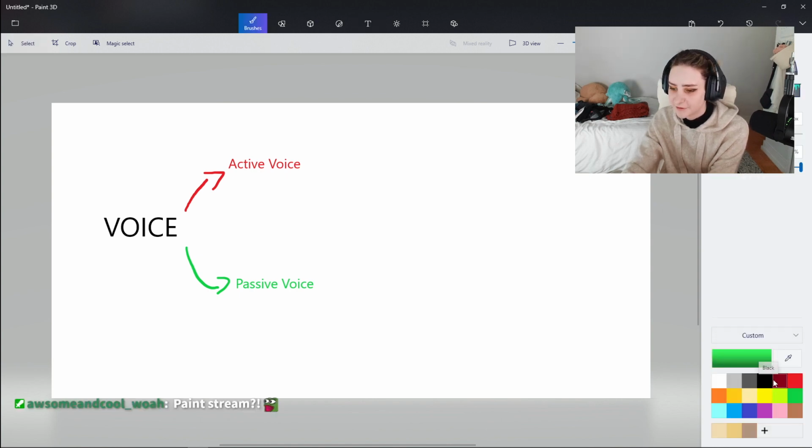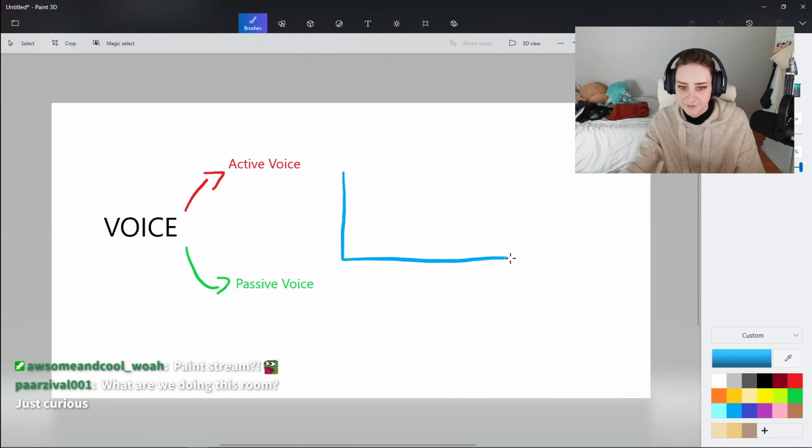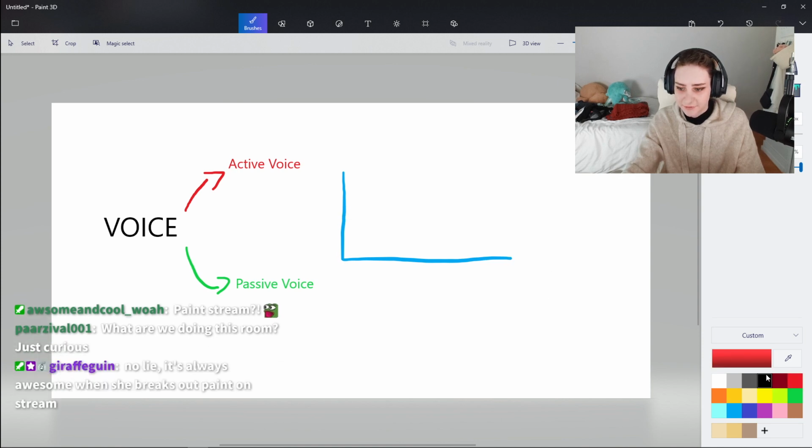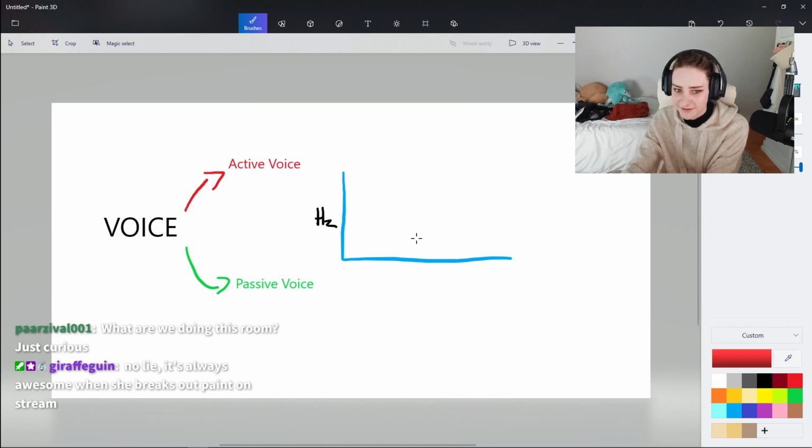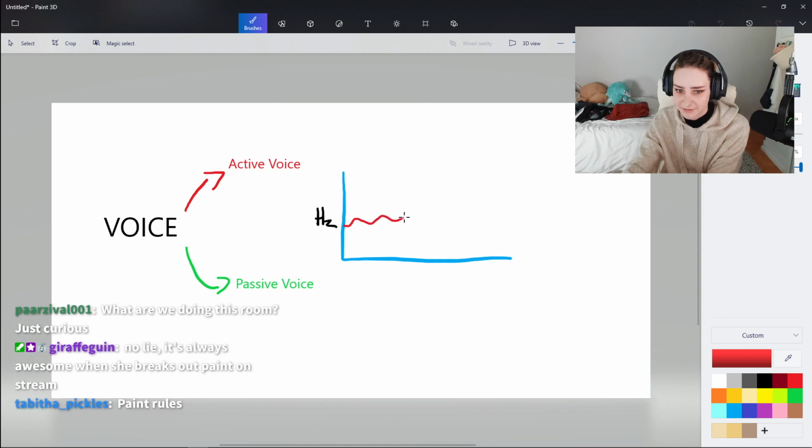Basically, if you think of your voice on a spectrogram type scale, right? Like of height, and it's like a graph. I'm having too much fun here. Let's say this is your voice, right? And over here is hertz, like how high it is. Let's say your active voice is like this, right? But your passive voice is like this.